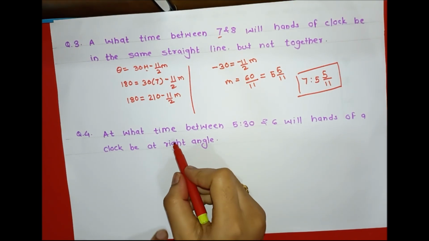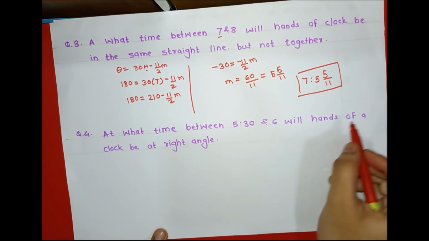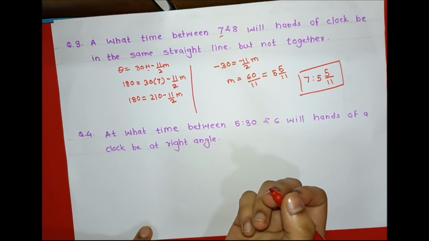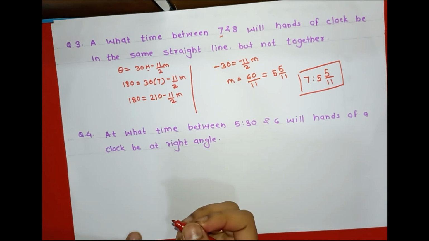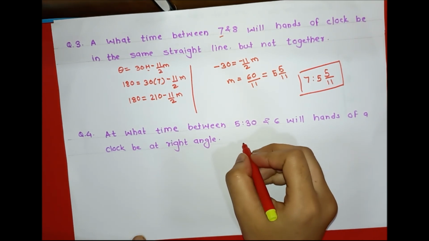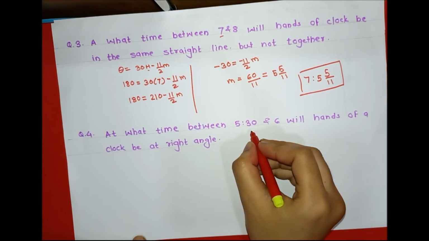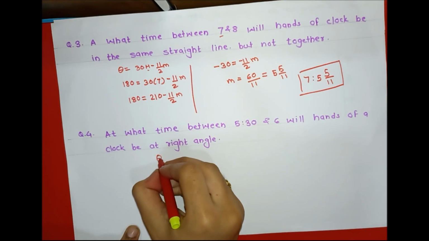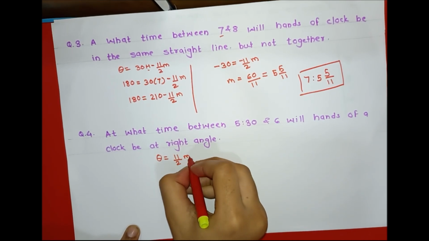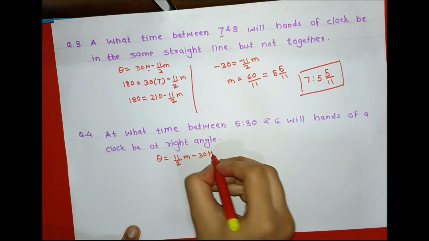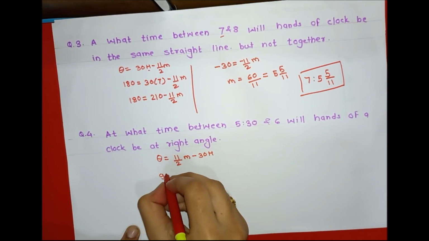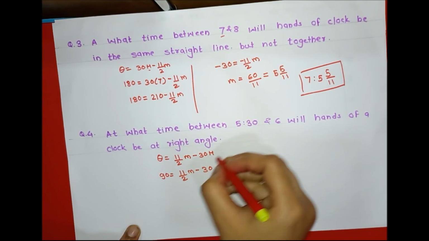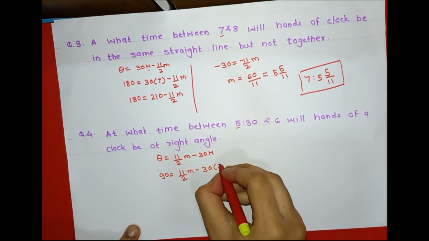Next, at what time between 5:30 and 6 will the hands of the clock be at right angle? So use the formula, but in this case we will be using the second formula that we have discussed, because your minute hand will be ahead of the hour hand as the time is 5:30. So your minute hand would have already crossed your hour hand. So the formula is theta is equal to 11 by 2 m minus 30h. The angle is a right angle, so it is 90 degrees, minus 30, and h is your base hour, which is 5.